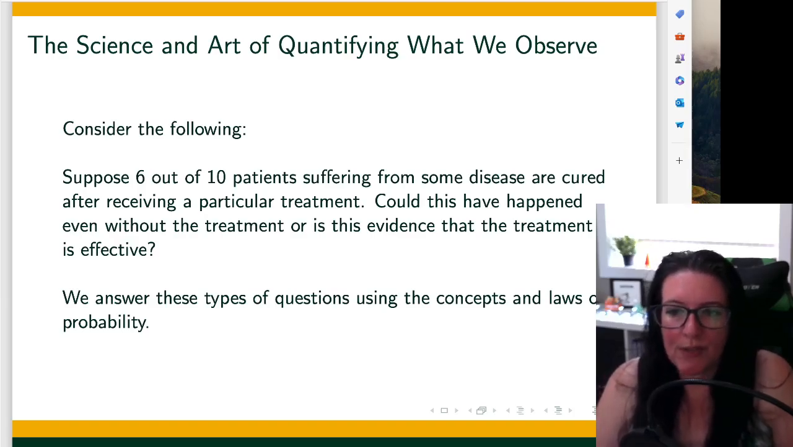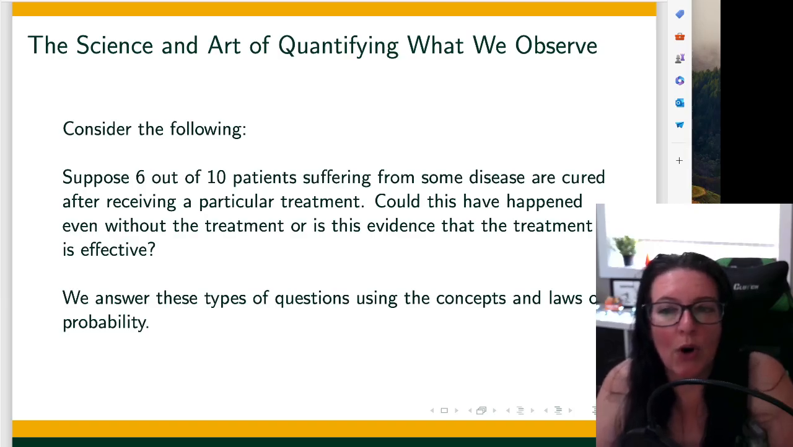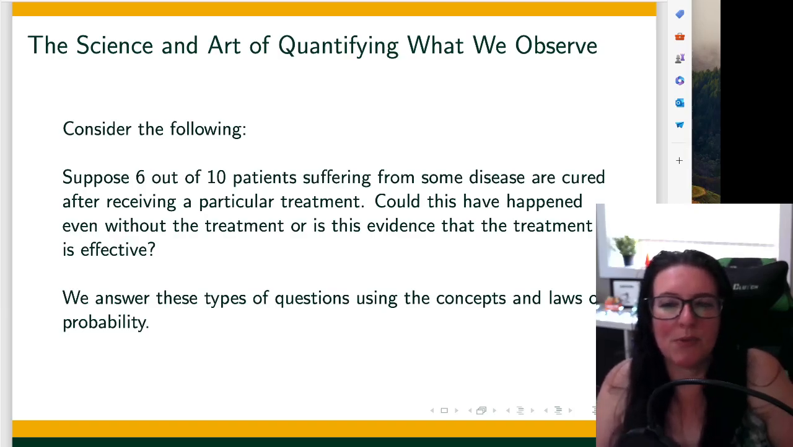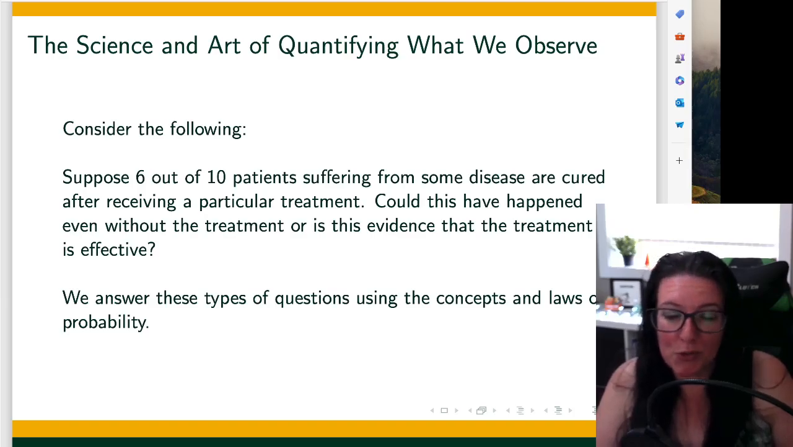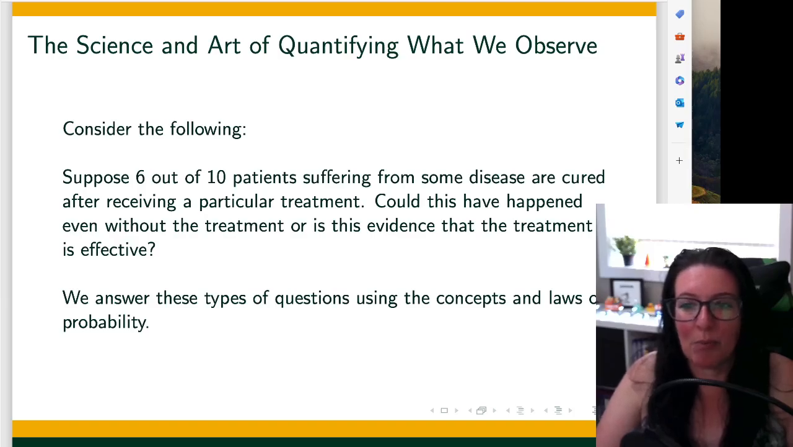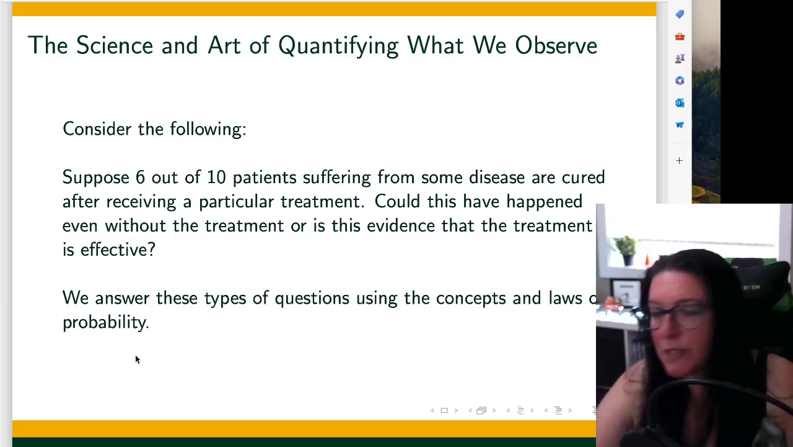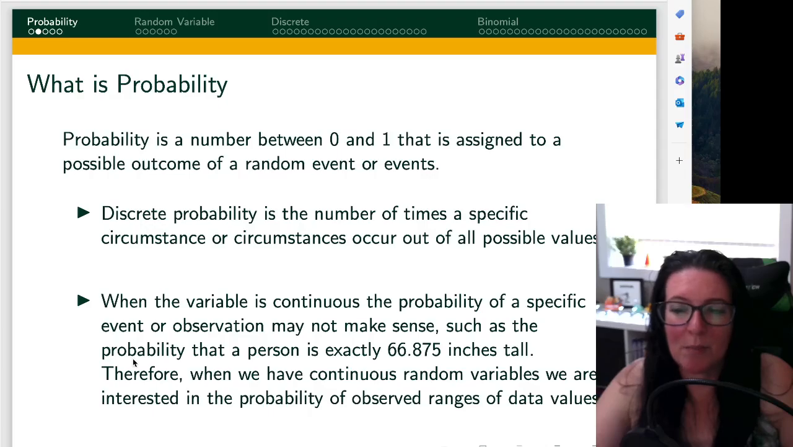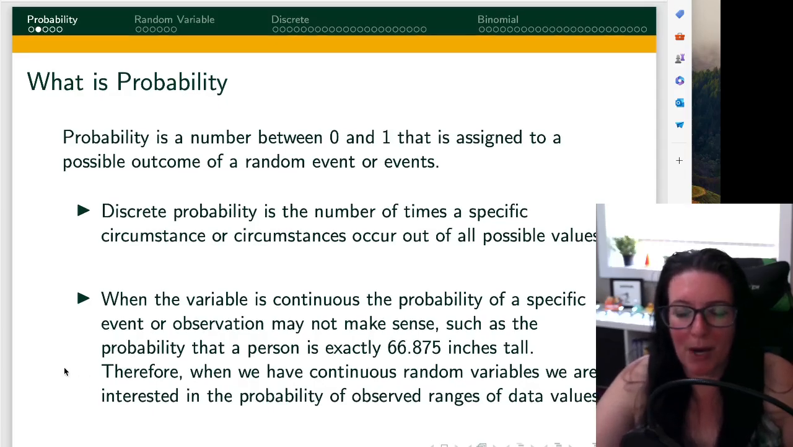Well, let's suppose for these 6 out of 10 patients, they're cured after receiving a particular treatment. What we want to know is, did this happen because of the treatment and the fact the treatment was effective, or would this have happened even without the treatment? To answer these types of questions, we need to understand the laws of probability. So over the next couple videos, we're going to look at different probability distributions and better understand the idea of probability. Ultimately, what we're trying to get to is our ability to extrapolate from what's happening in our sample to what's happening in that greater population.